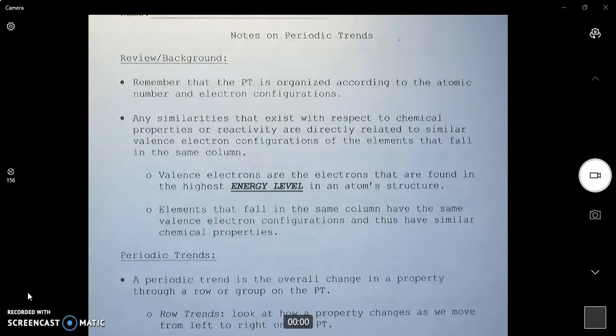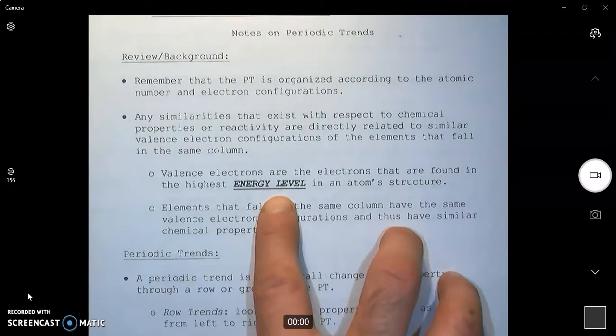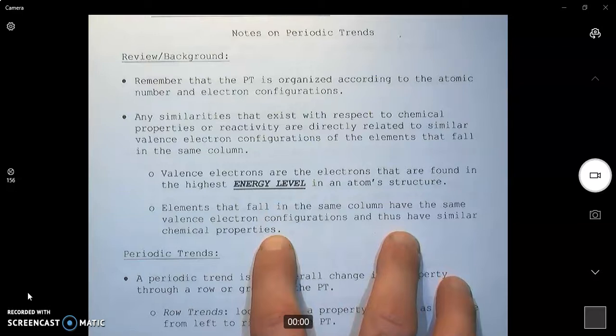Just so that we have a quick review of where we're at coming into this unit. Remember that we just talked about the periodic table and electron configurations, and we said that elements are organized according to their atomic number and electron configurations. So the number of energy levels determines what row on the table an atom is in. The number of electrons in the outermost energy level determines which vertical column it is in.